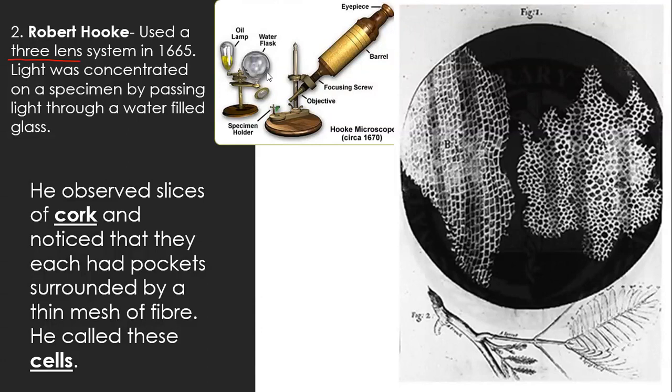Now, Robert Hooke is very famous, and you might want to put a star beside this. Robert Hooke was really famous in that he actually coined the term cell. So he was the first one to describe a cell using that name.